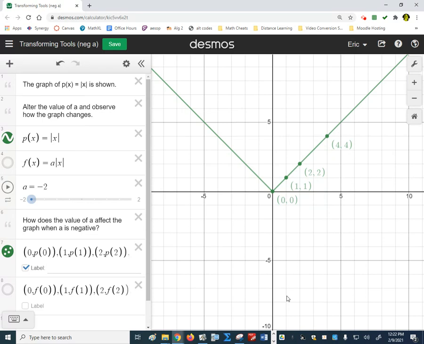I'm not getting any answers. I'm going to have to start asking some questions here. What do you think on this one? Olivia, what do you think? What's your prediction? If I multiply that green parent graph by negative 2, what do you think it's going to do? Will the lines go below the... Let's try that. Will they go below? Let's try that. Hey, there you go.